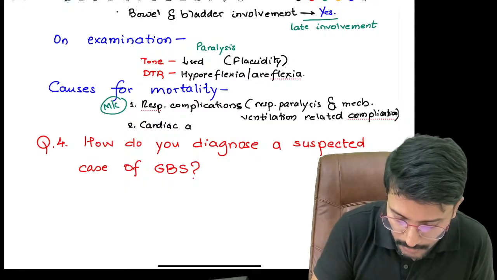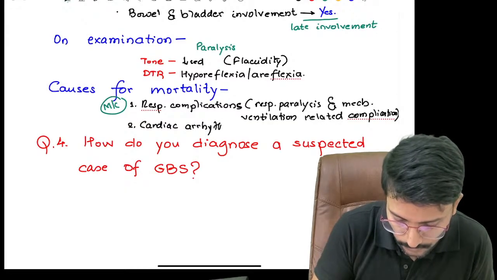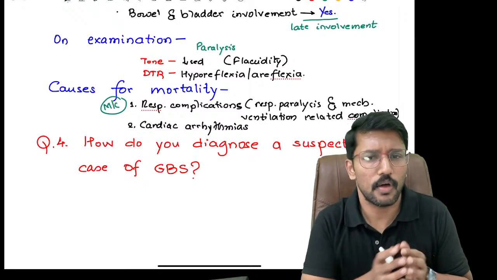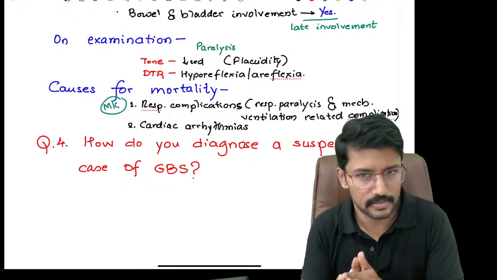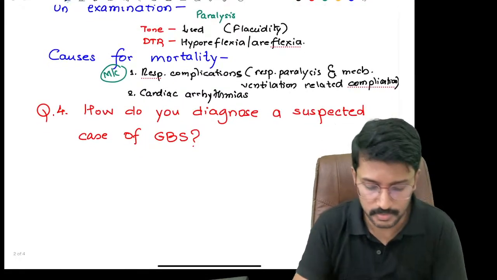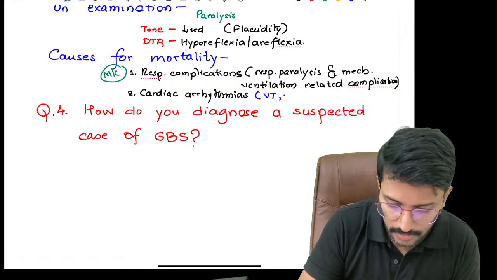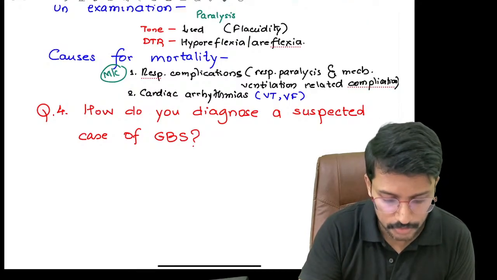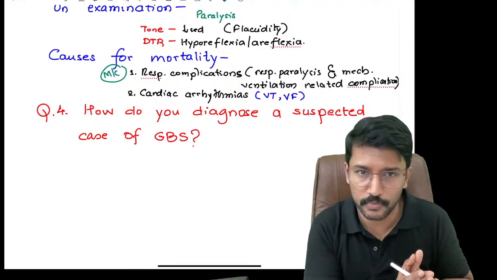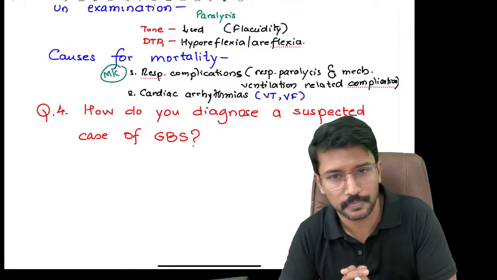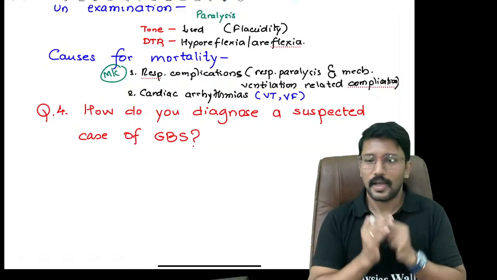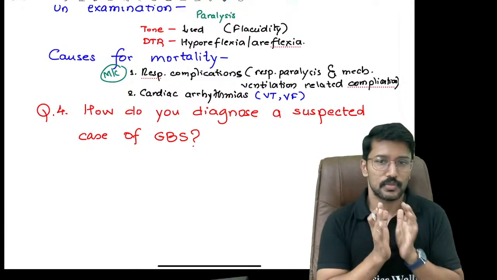Now, which kind of cardiac arrhythmias can cause death? Mostly atrial fibrillation or PSVT will not lead to death that easily. But there are certain arrhythmias which are really fatal. Those are ventricular arrhythmias, that is ventricular tachycardia and ventricular fibrillation. So these are the two complications responsible for the majority of deaths. Among them, the most common one is respiratory complications. Clear? Okay.